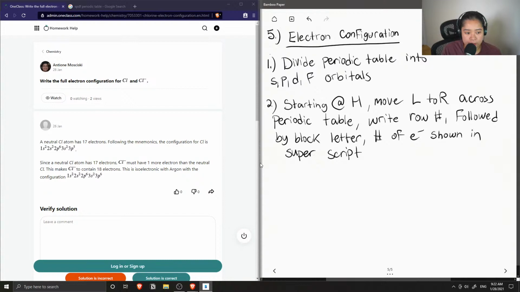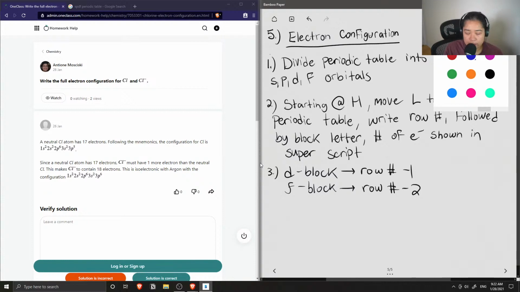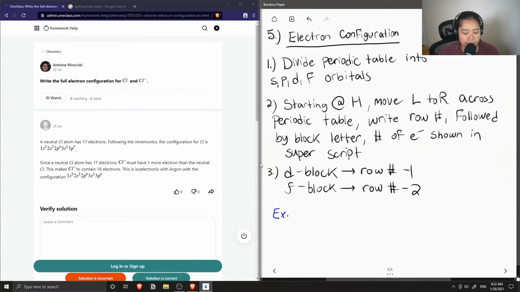And then one more thing I'd like to add is that when you get to the D block, you write the row number -1. And when you get to the F block, you write the row number -2. Okay, so after a lot of practice, it kind of gets pretty tedious when you write electron configurations.